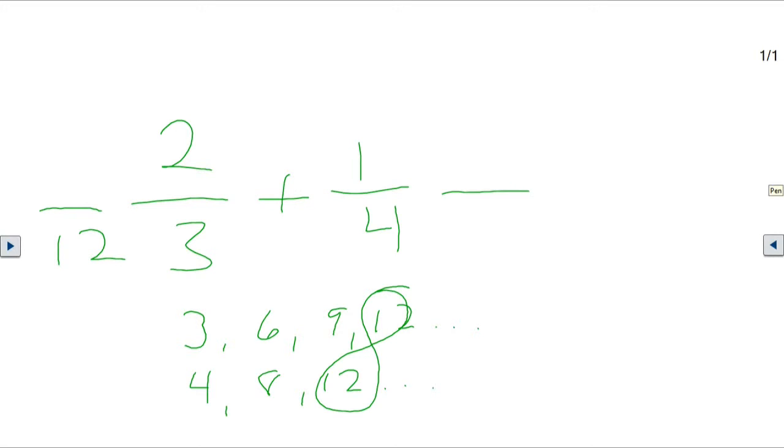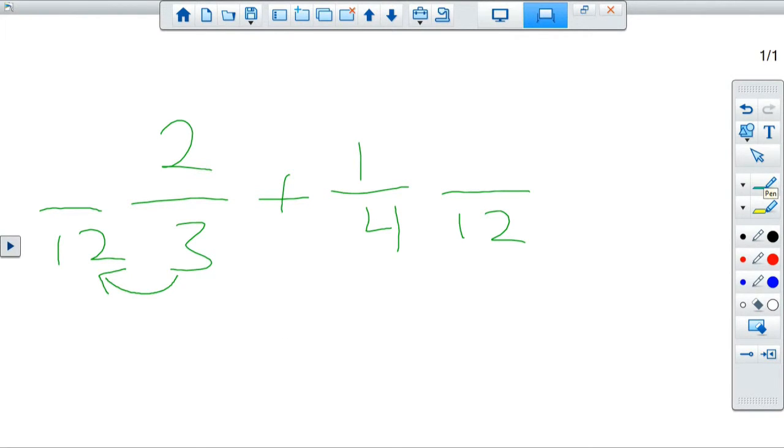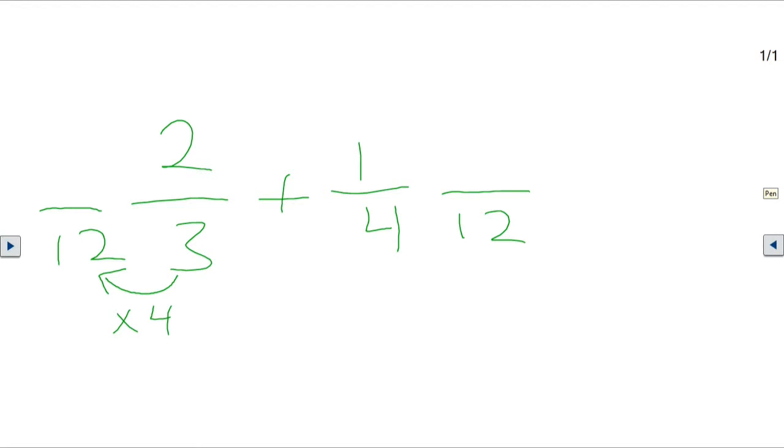So let's talk about how to do that. Okay, so basically what I want to do is look at what I do mathematically with 3 to get to 12. Okay, and we're thinking multiplication or division here. Typically multiplication, but sometimes you might run across one where you have to do some division. Okay, so what do I do with 3 to get 12? Well, 3 times 4 gets me 12.